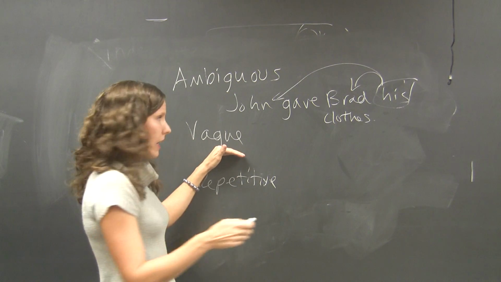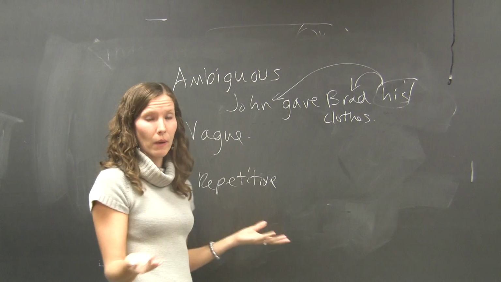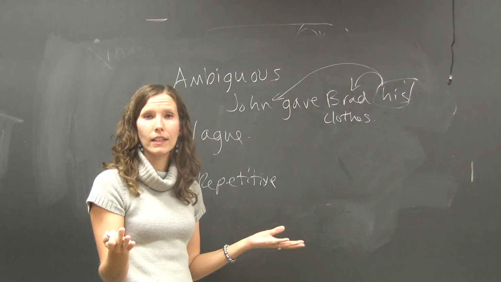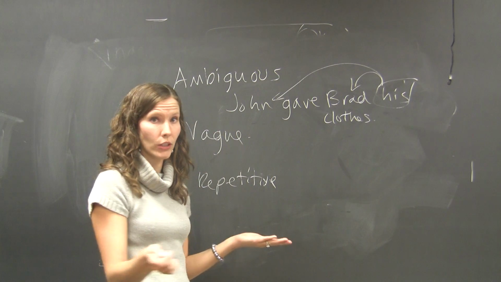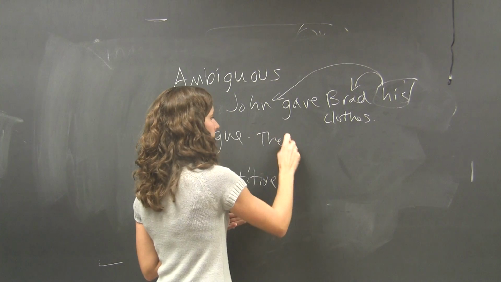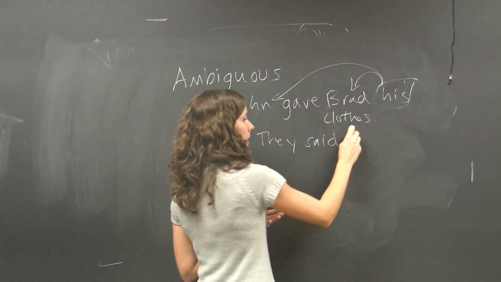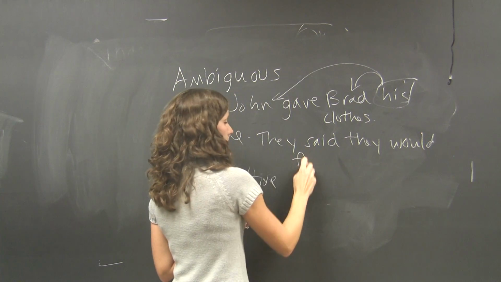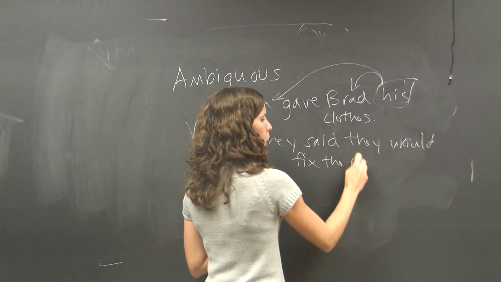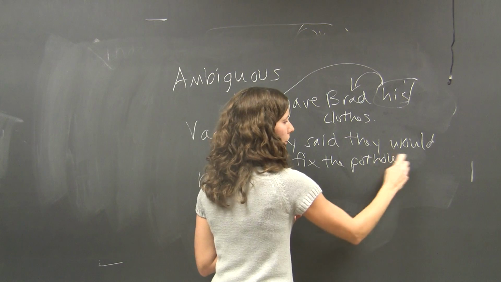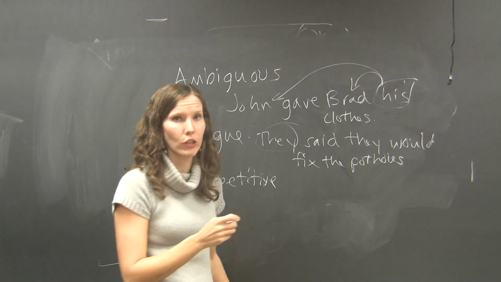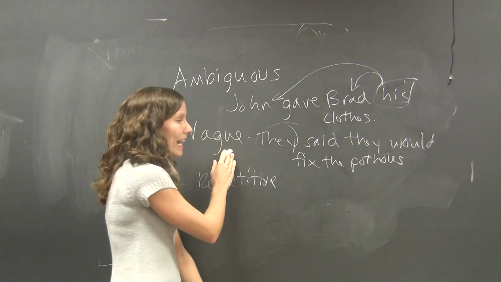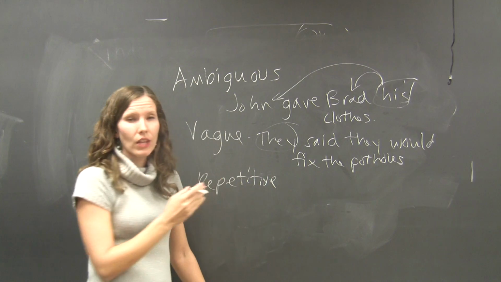A vague pronoun error means there is no antecedent in the paragraph or in the sentence. I don't know who the pronoun is referring to. So for example, they said they would fix the potholes. Well, who is they? Who is going to fix the potholes? I don't know who that is referring to. It's vague because I don't know what the antecedent of that word is.